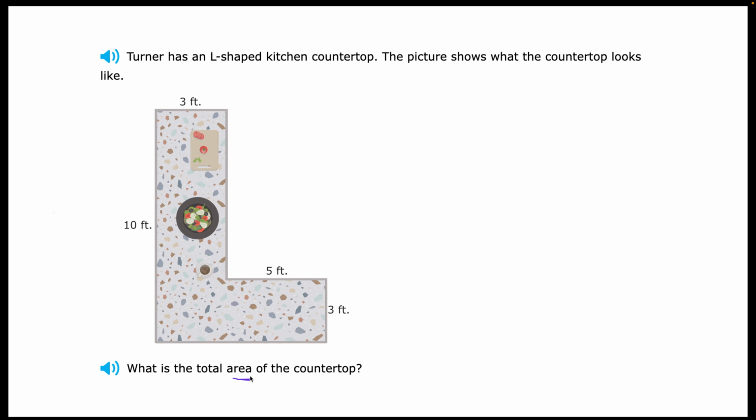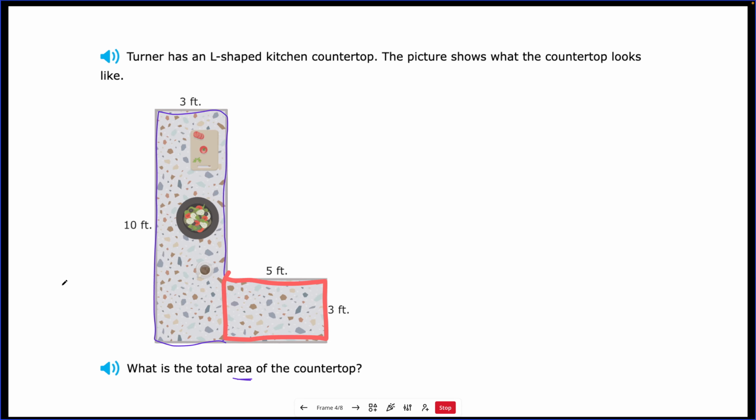For example, if we were to draw an imaginary line right here, now we see that we have this big rectangle that I've outlined in purple, and we can also see that we have this smaller rectangle that I've outlined in red here. And so now we can just calculate two rectangles and add them together.